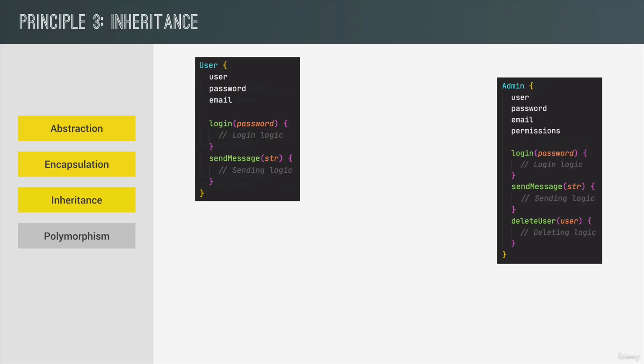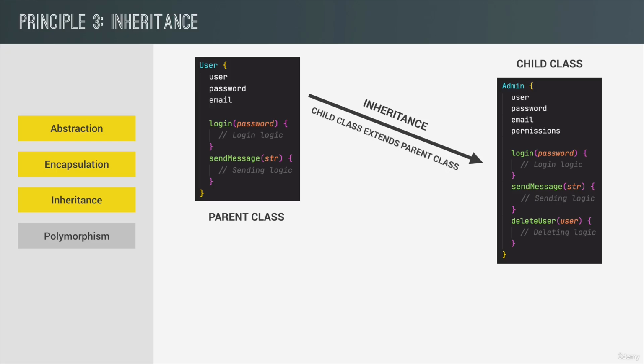So in OOP, when we have two classes that are closely related, like user and admin here, we can have one class inherit from the other. So we will have one parent class and one child class. And the child class then extends the parent class. Okay, great. But what does all of that actually mean? Well, it's actually quite intuitive, I think.